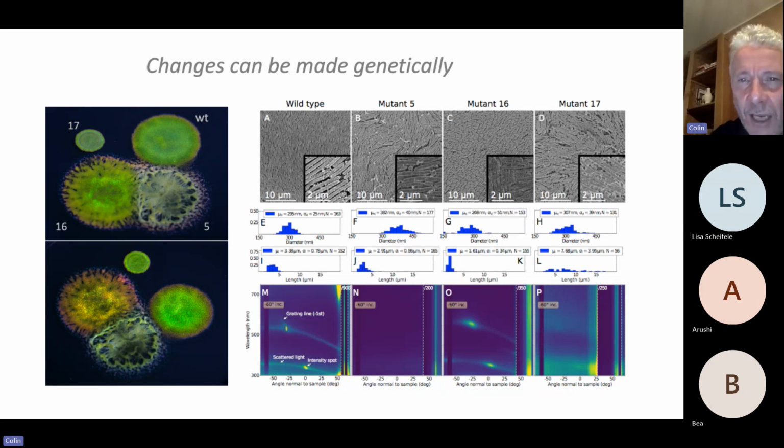You relate these changes to the structure, and that means doing electron microscopy. And then the bit at the bottom, the M to P, is basically what you see from goniometry. It's how they do the optical analysis. You put all this together and you make basically the first really good linkage between genetics and structure, initially using this mutagenesis method.